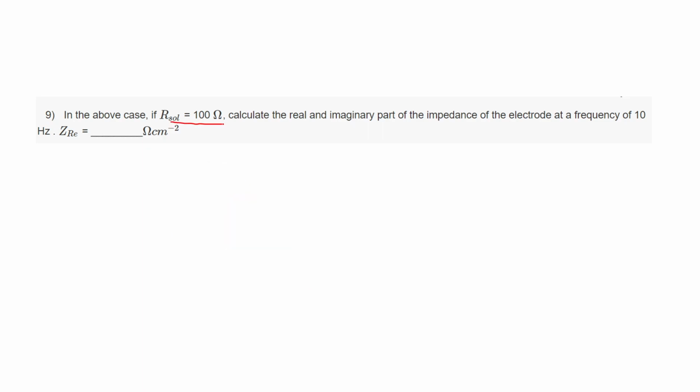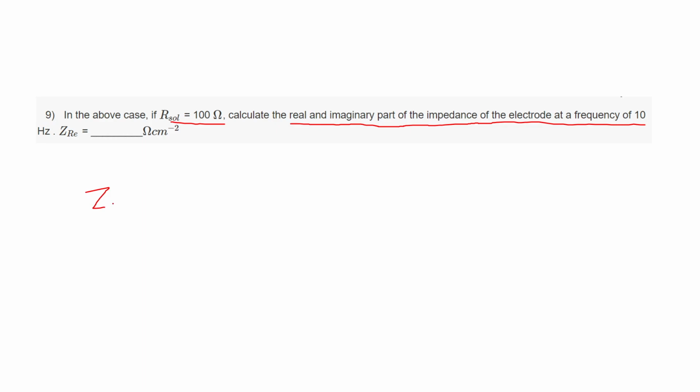Here you get our solution value is 100 ohms. It's given. You're asked to find the real and imaginary part of the impedance of the electrode at frequency 10 hertz. So it's just the same as what you did in the last question, except that the formula changes. Here the R solution is given. Supposed to find out the total impedance, right? So what is the total impedance?